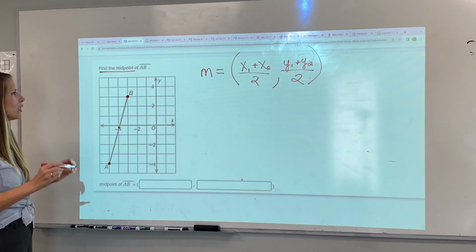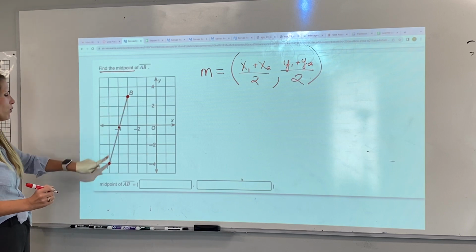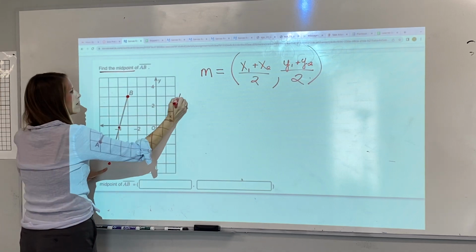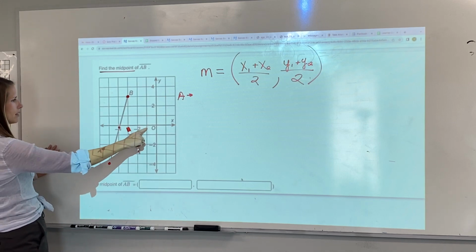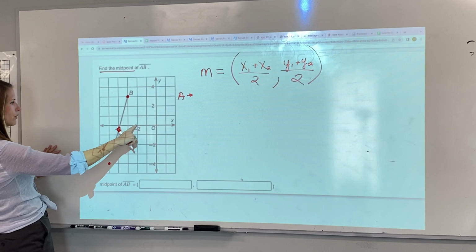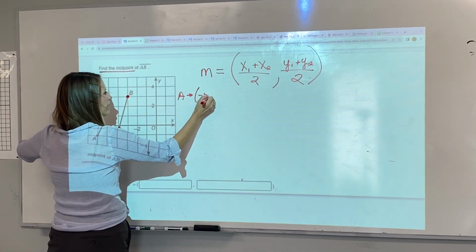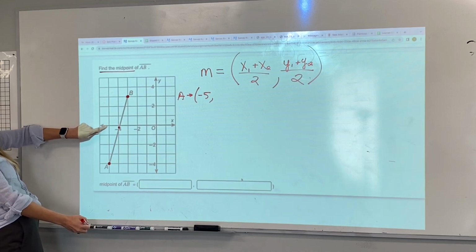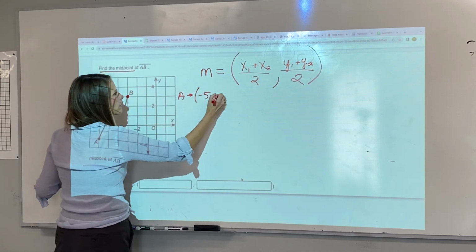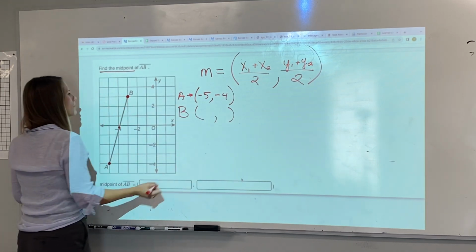The next thing I'm going to do is make a little organized list of my first point and my second point. My first point A is, let's see, okay, -1, 2, 3, 4, 5 on my x, -5 on my y is what? Somebody call it out. -4. -4, thank you. Then for B, I have what?